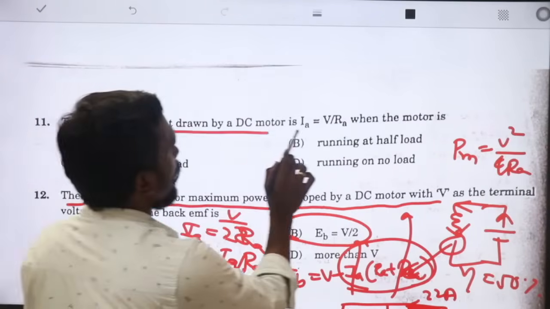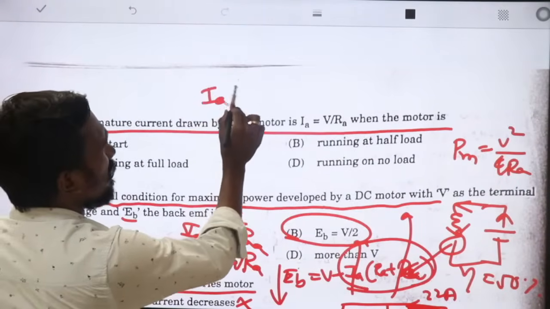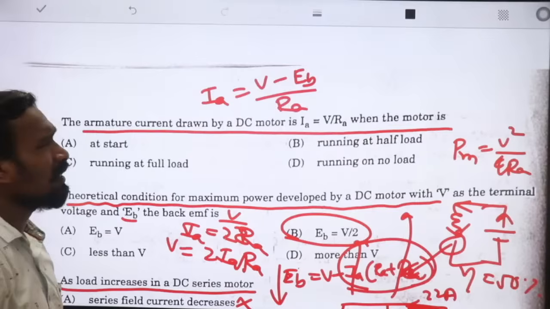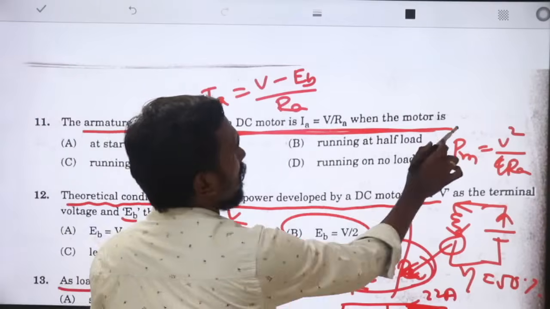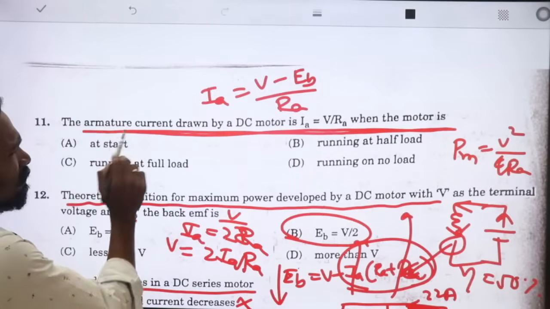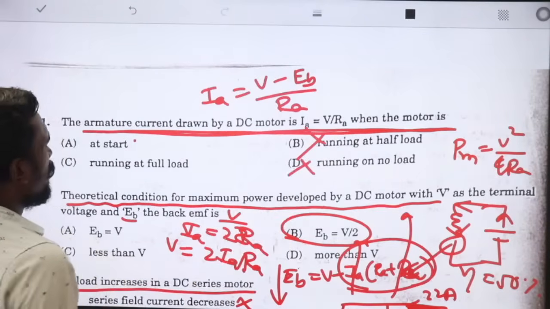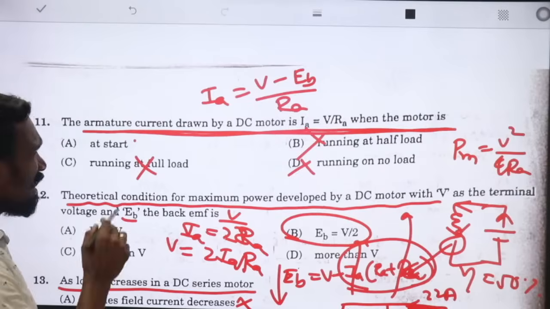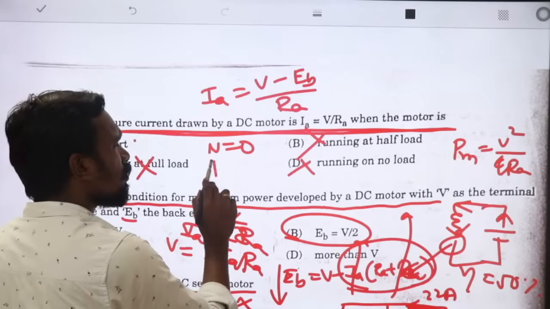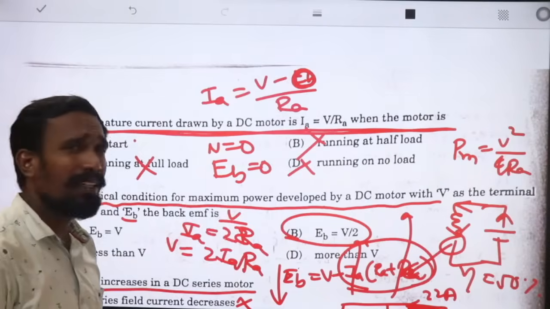The armature current drawn by a DC motor, IA, is equal to V by RA. Why, sir? Generally the armature current is equal to V minus EB by RA, right? But the armature current drawn by the DC motor is equal to V upon RA when? At starting? At running? At running on no load? At running at full load? No. At starting only, because at starting N is equal to 0, the back EMF is 0, and IA is equal to V upon RA.